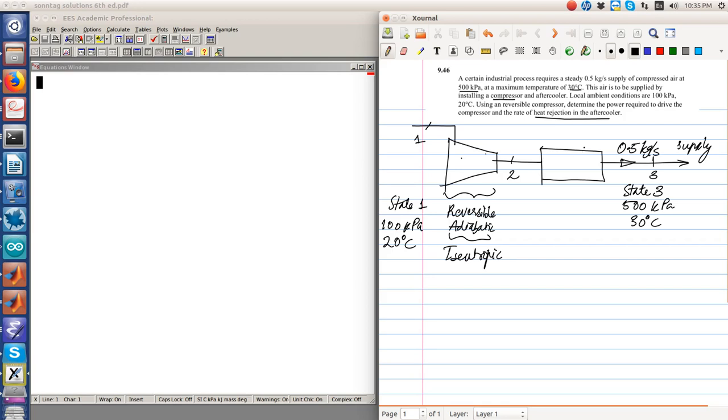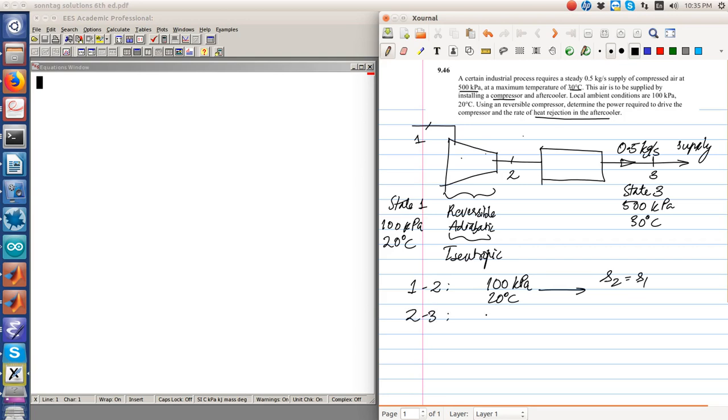So in the aftercooler, the pressure remains constant. So the process 1 to 2, it goes from 100 kilopascal, 20 degrees Celsius, to a state 2 where S2 is equal to S1.